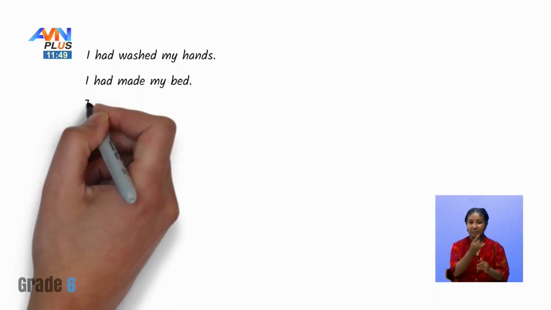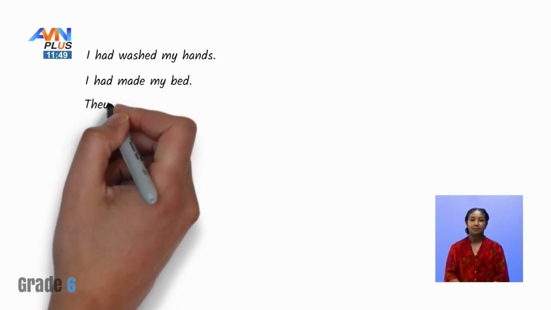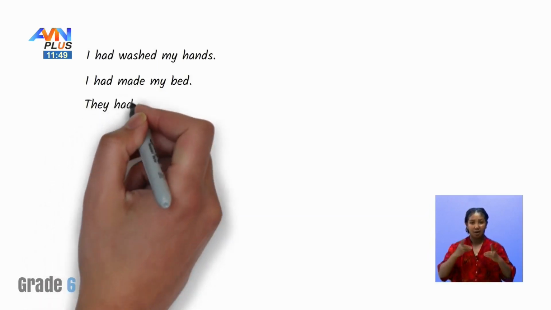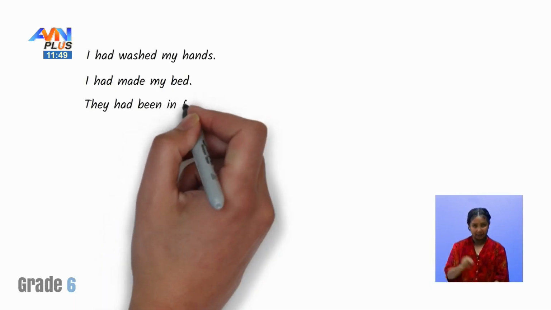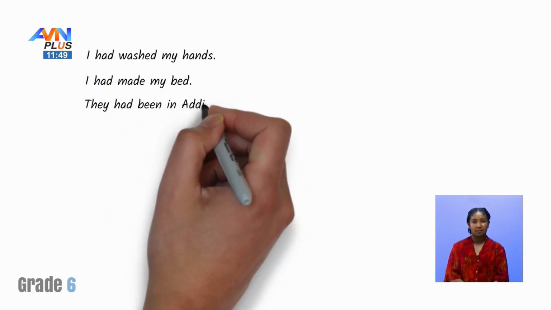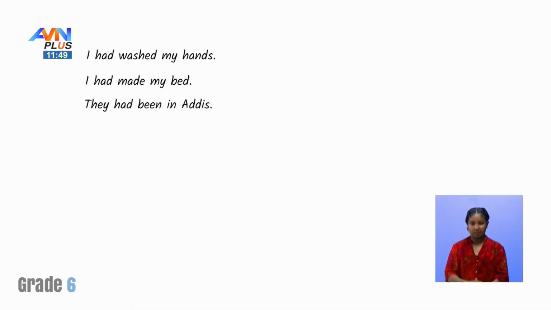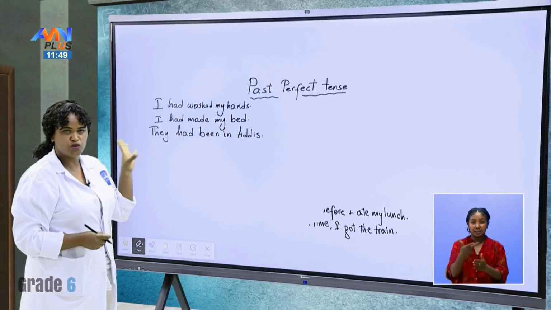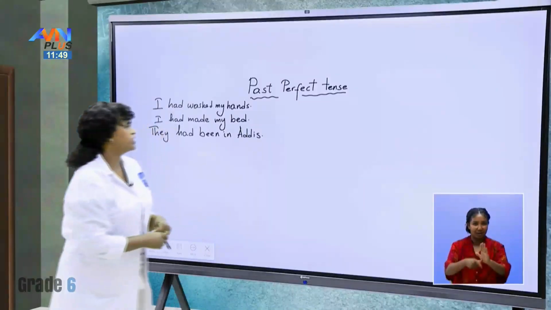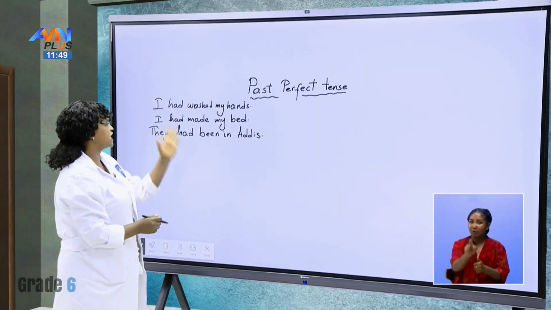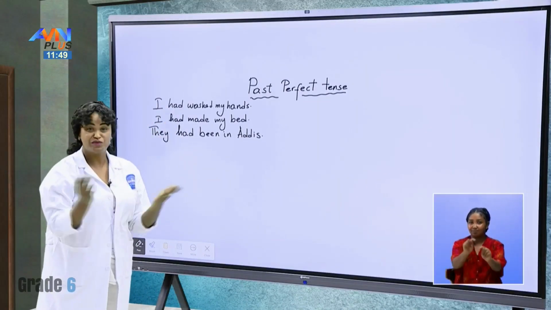They had been in Addis. Let us make these three affirmative or positive sentences negative. How do we do it? Let me give you a few seconds, at least 30 seconds for each. I will see you after 2 minutes. All right?